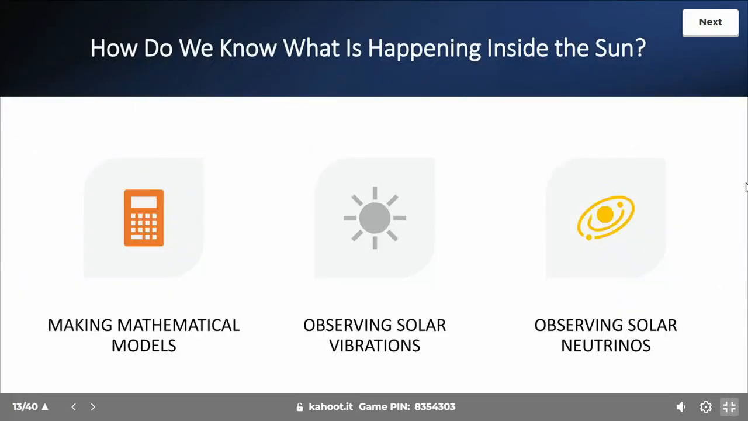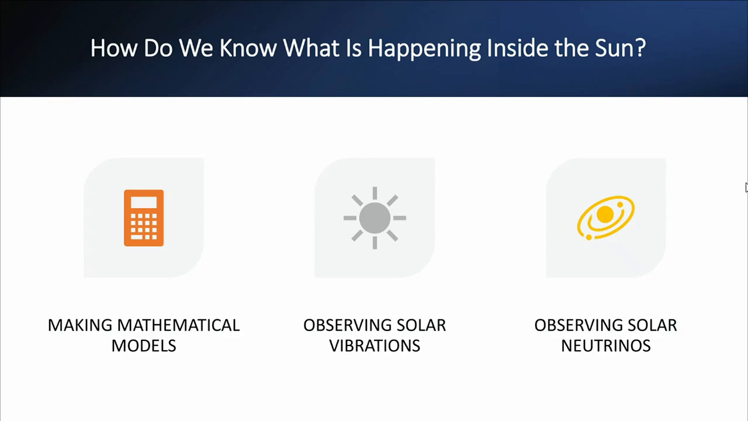But how do we actually know what's happening inside of the sun, right? We can't send any probe close to the sun or it'll get burnt up. We can't cut the sun open and look at what's going on inside. So we have a few techniques that we use to infer what's happening inside the sun. So first we can make models. We can study the vibrations that travel across the surface of the sun, and then we can observe the byproducts of what we hypothesize is going on inside of the sun. So those are the neutrinos.